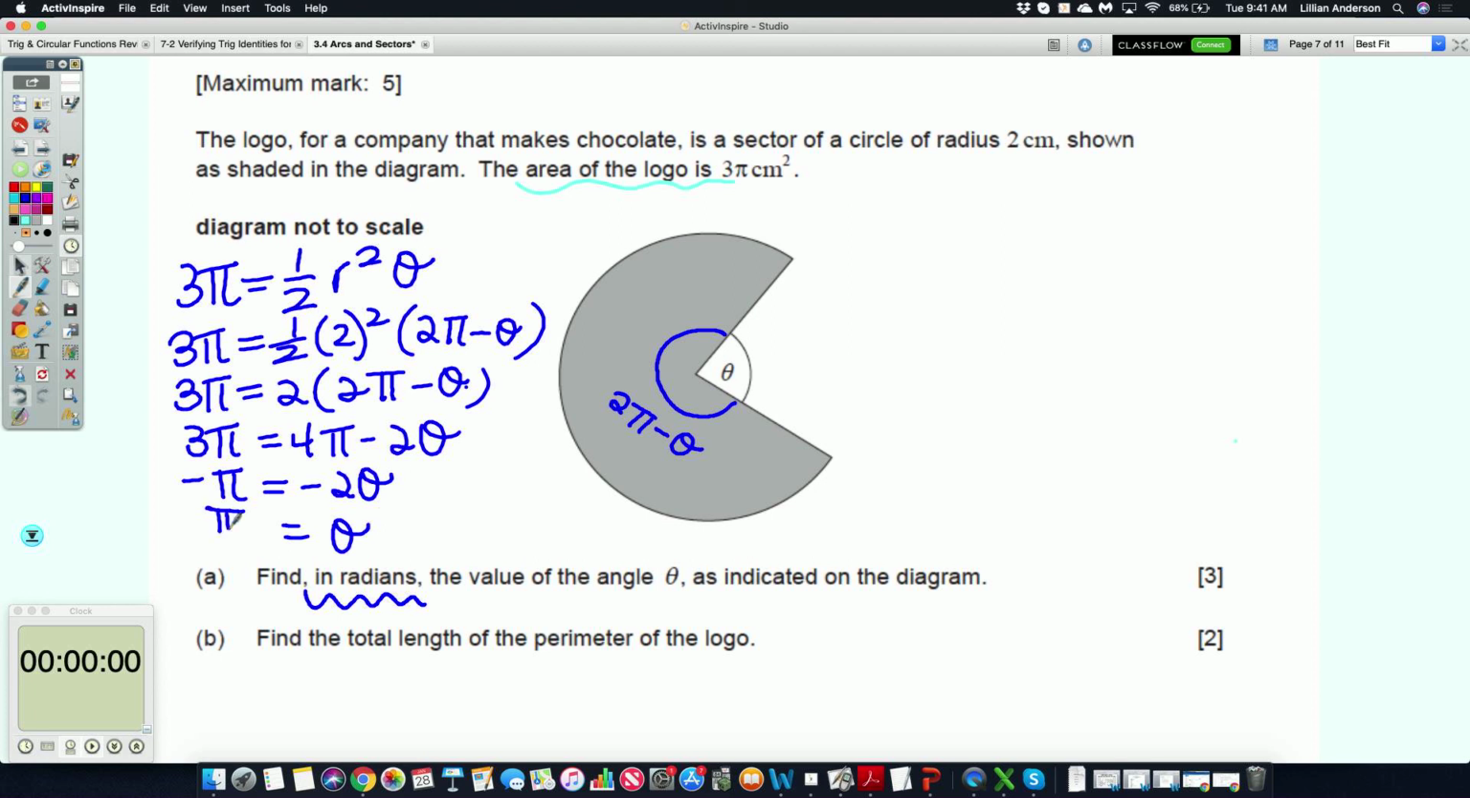Do you have to do it that way with theta? No. You can do a different one. How did you do it? I found the whole circle and then I did 3 pi over 4 pi. And then I saw it was 3/4 of it, so the other part was 1/4, which would be 90 degrees, which is pi over 2. Good way to recognize it.